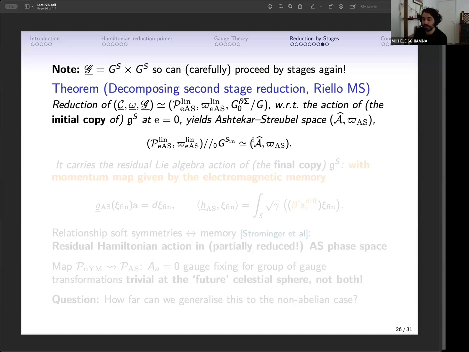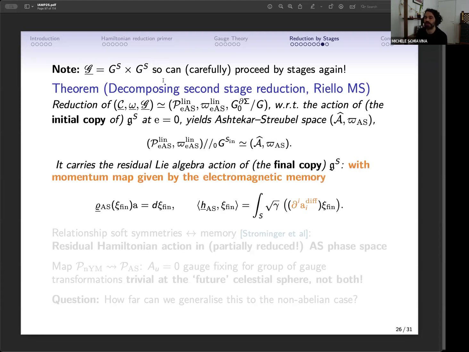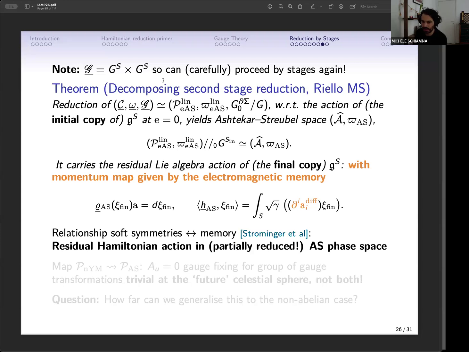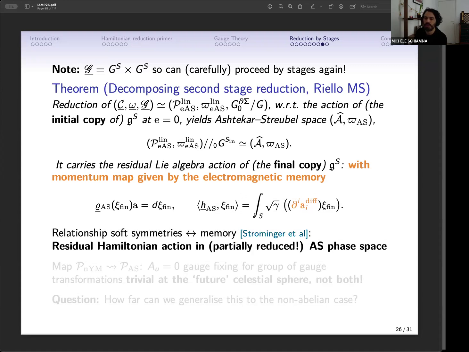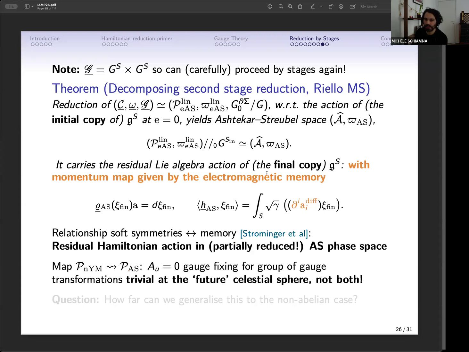Okay, so what was thought to be the true reduced phase space of null Yang-Mills theory ends up showing up, at least in our approach, as some intermediate second stage reduction of a larger process. Because it's not yet the full thing, because we are only quotienting by one of the two copies, it still has a residual Lie algebra action. And this is exactly the Lie algebra action that was called soft symmetry. It's this notion that on the Ashtekar-Streubel phase space, there is still something. And the momentum map for this residual action is the electromagnetic memory.